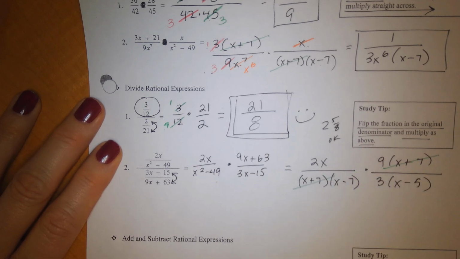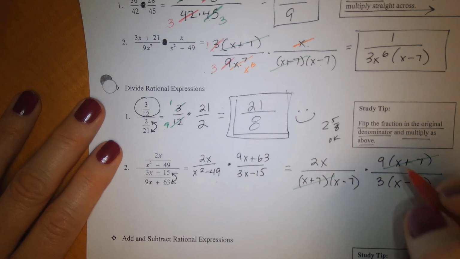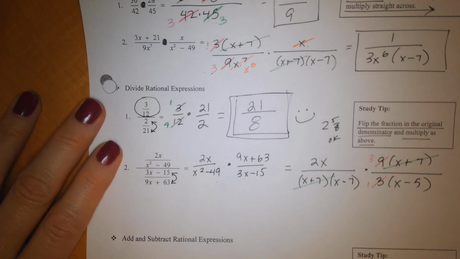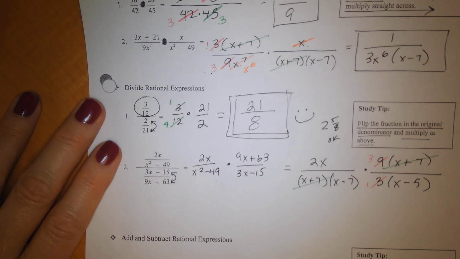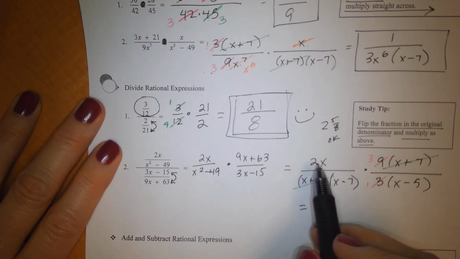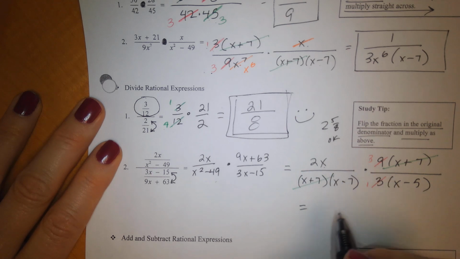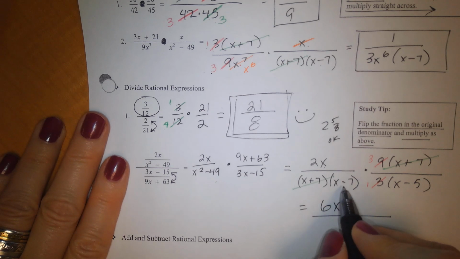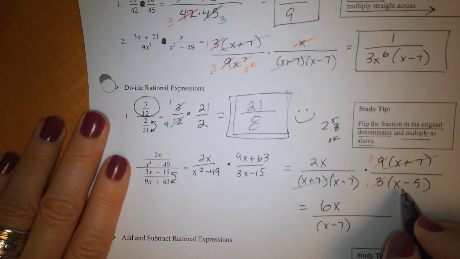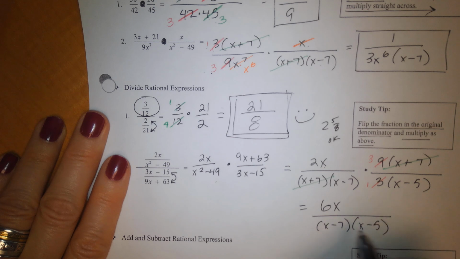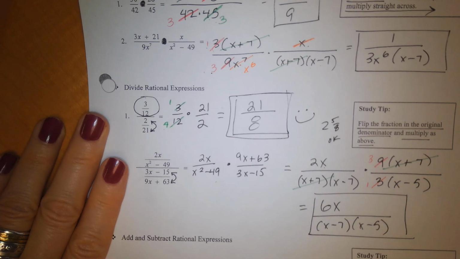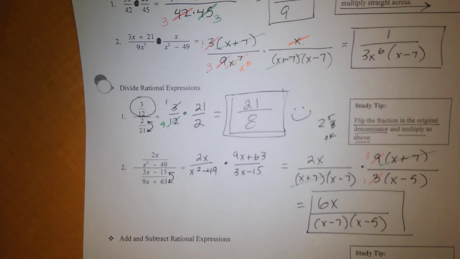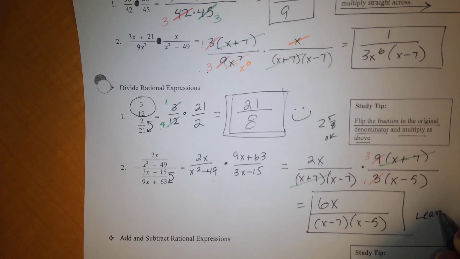Then we reduce whatever we can. x plus 7 and x plus 7. 9 and 3 reduce to 3 over 1. And I think that's it. So everything that's left over is 2x times 3, so that's 6x. And down below we have x minus 7, x minus 5. Some of you might be thinking, well, why don't we distribute the bottom? Generally speaking, I would leave this in factored form.